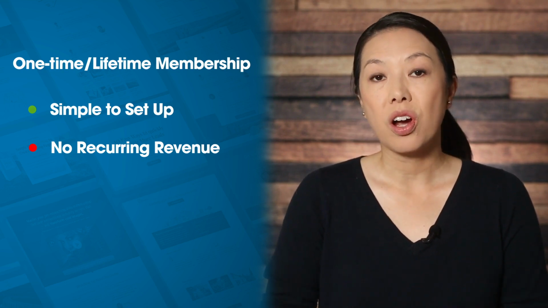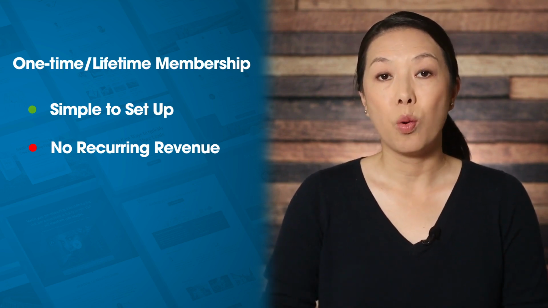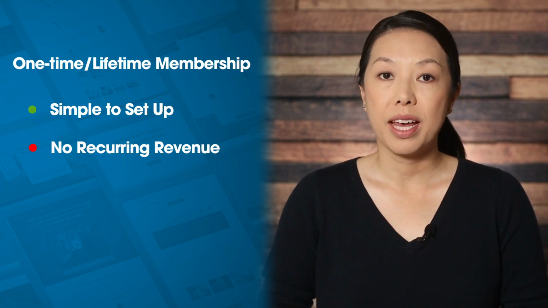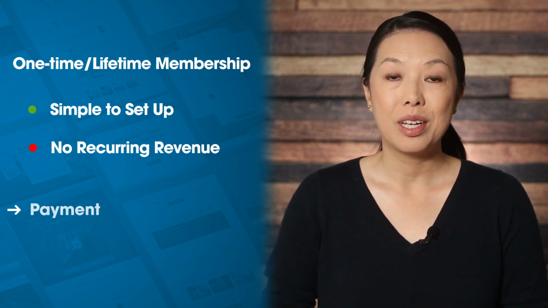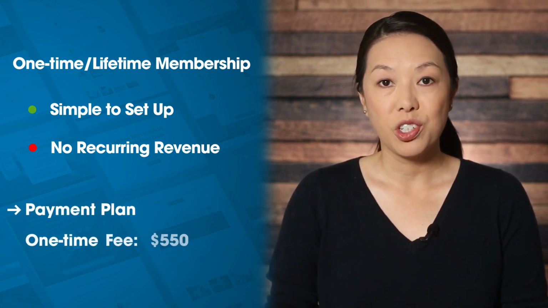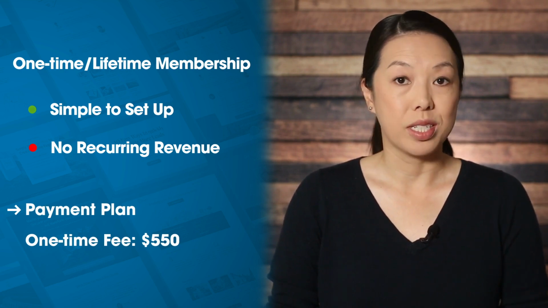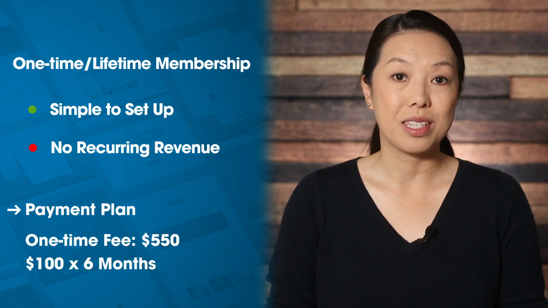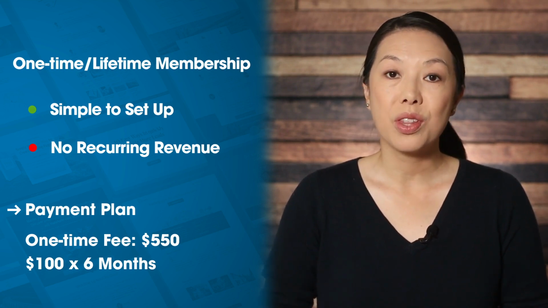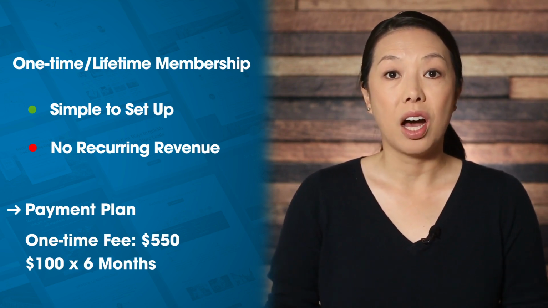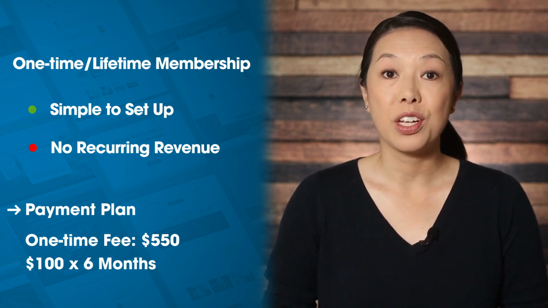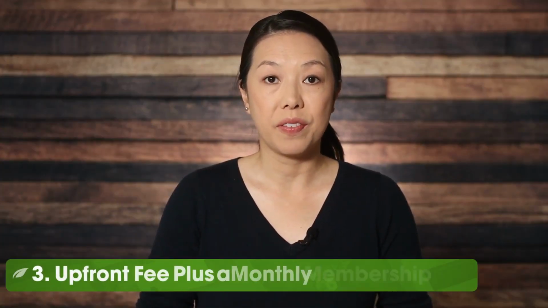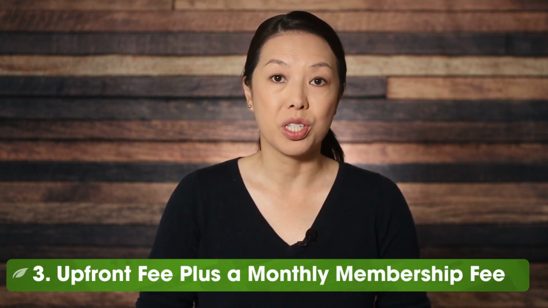And if your customers are having trouble paying a steep one-time fee, you can always break that up into a payment plan. So for example, you can charge $550 for your membership as a one-time fee, or people can pay $100 for 6 months. Online courses often use the one-time fee model, and offering a payment plan often does increase conversions. The next pricing model is the upfront fee plus a monthly membership fee.